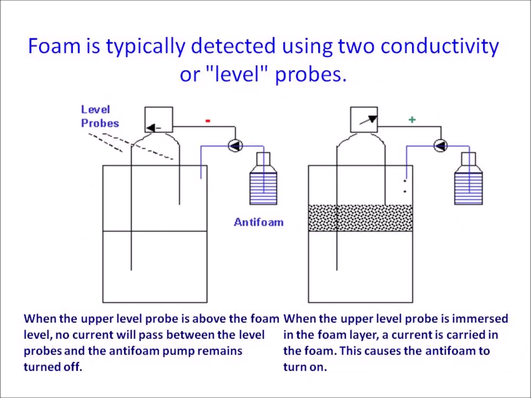Foam is typically detected using two conductivity or level probes. When the upper level probe is above the foam level, no current will pass between the level probes and the anti-foam pump remains turned off. When the upper level probe is immersed in the foam layer, the current is carried in the foam. This causes the anti-foam to turn on.